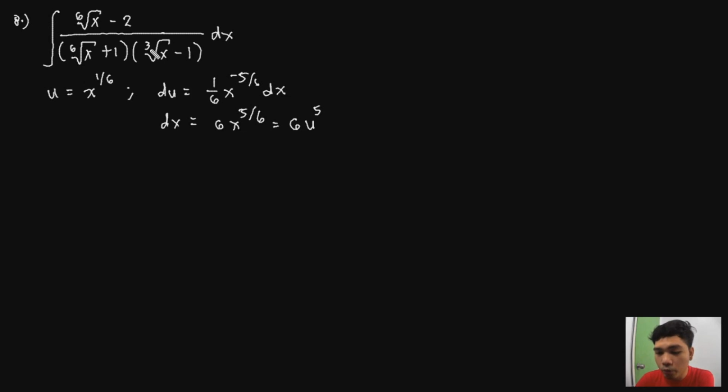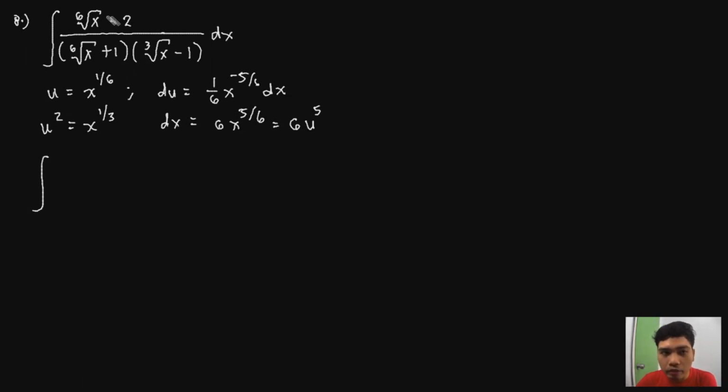Since there is a cube root of x here, we need to square our u so that we have x raised to 1/3. So that is u squared is equal to x raised to 1/3. Okay, so I think we're done with all the U-substitution. Now we can plug in those values.